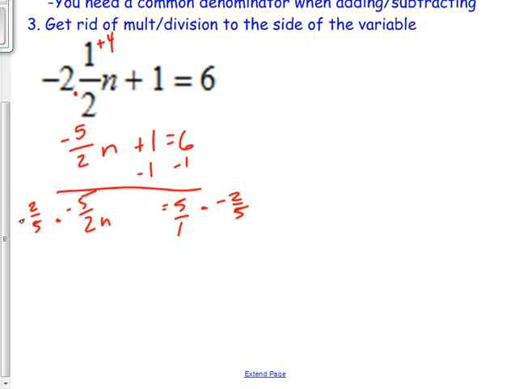So over here, you're going to lose your negatives. Your 2's will cancel, your 5's will cancel. You're left with n. So n is equal to, now here, your 5's are going to cancel, and you're left with negative 2 over 1, so that's just negative 2. Now you can plug that in and check it. You can always use a calculator to check that out. Negative 2.5 times negative 2 plus 1, that's going to give you 6. Go ahead and check that with your calculator, and you'll find that out.